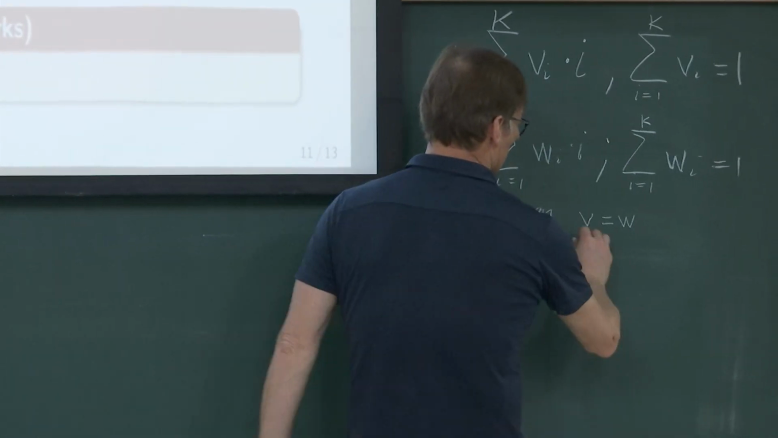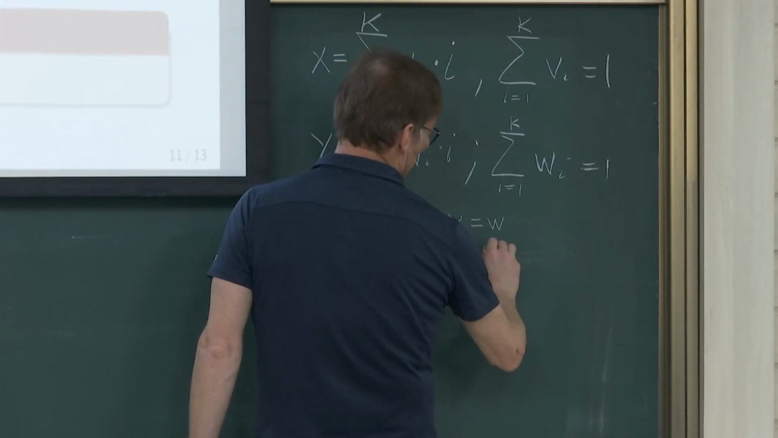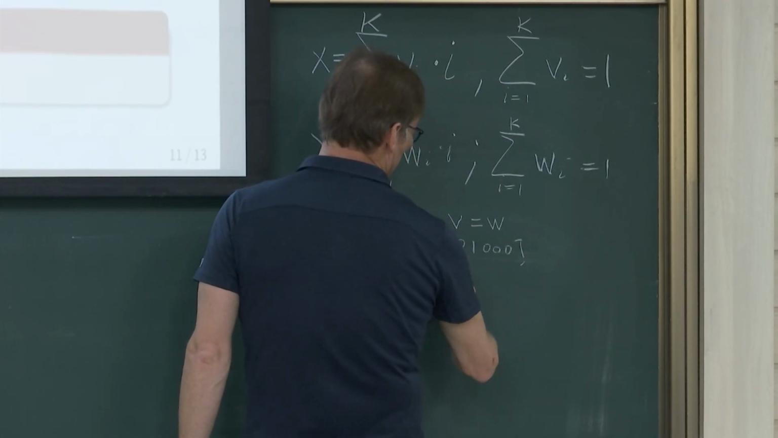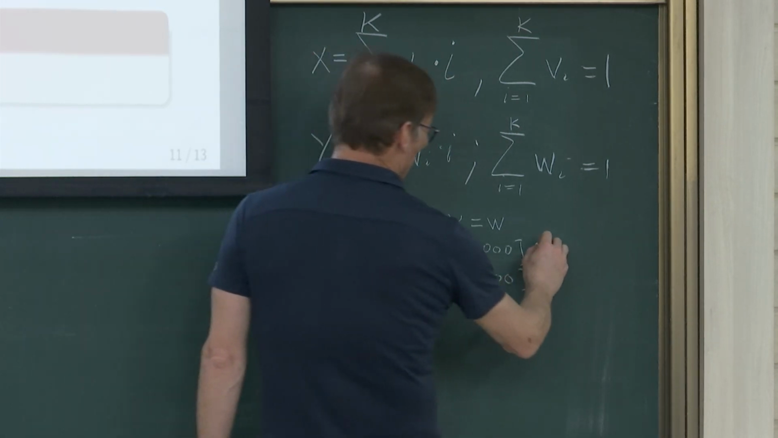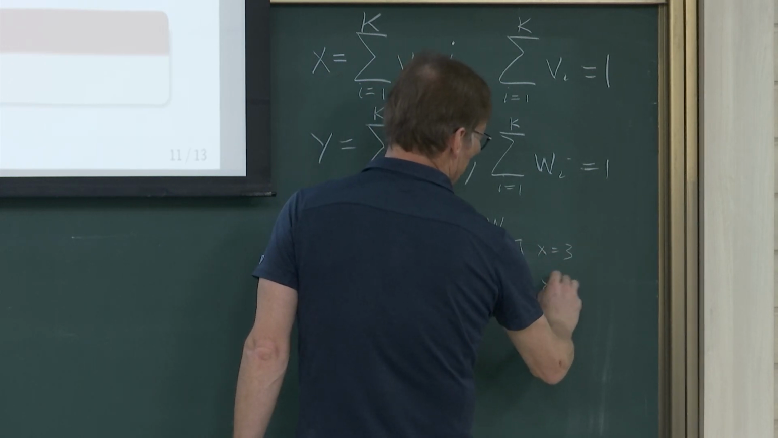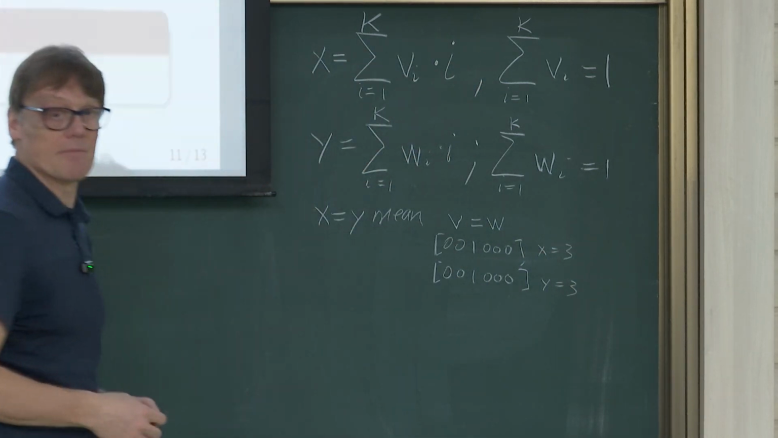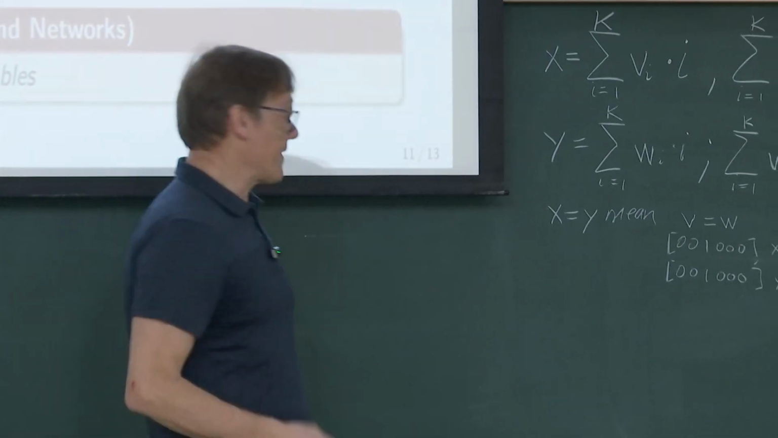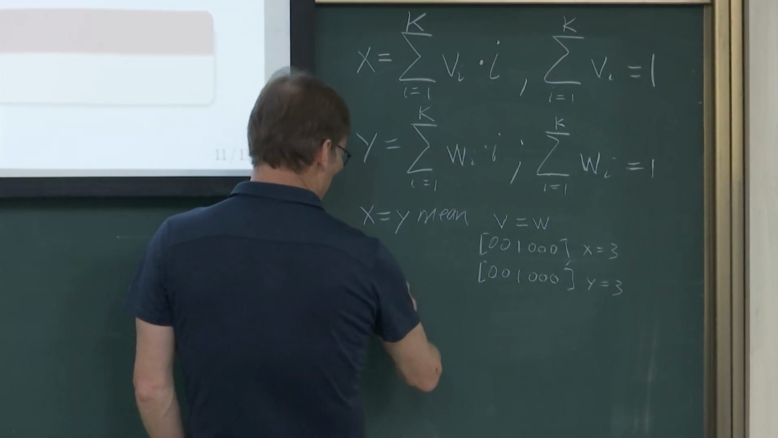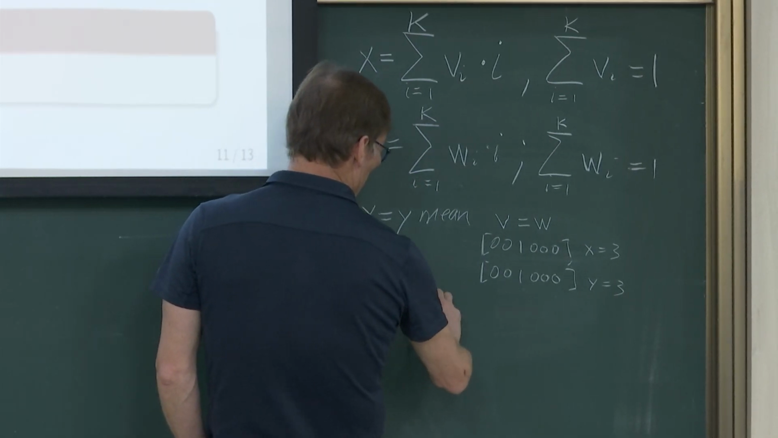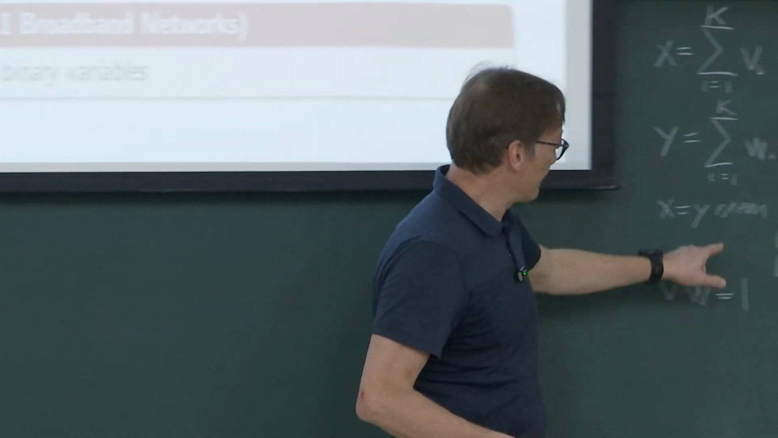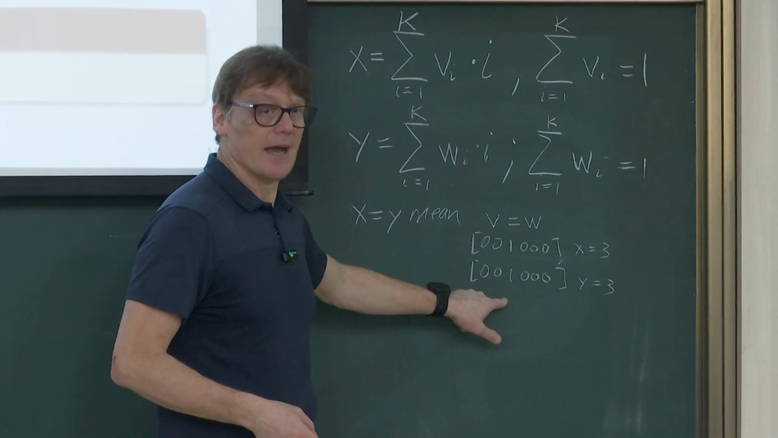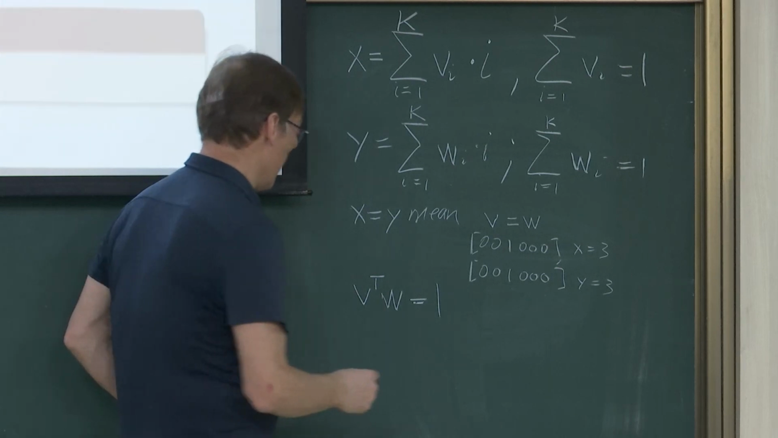So v and w are vectors of zeros and ones, so 0, 0, 1, 0, 0, 0. If that's v, that's my encoding of x equal to 3, and y is equal to 3. So they're both the same. And a way of saying that they're both the same is to say v transpose w is equal to 1. Right? If v and w are the same vector, then if I multiply them out, I get a 1. And if they're not the same, then I get a 0.